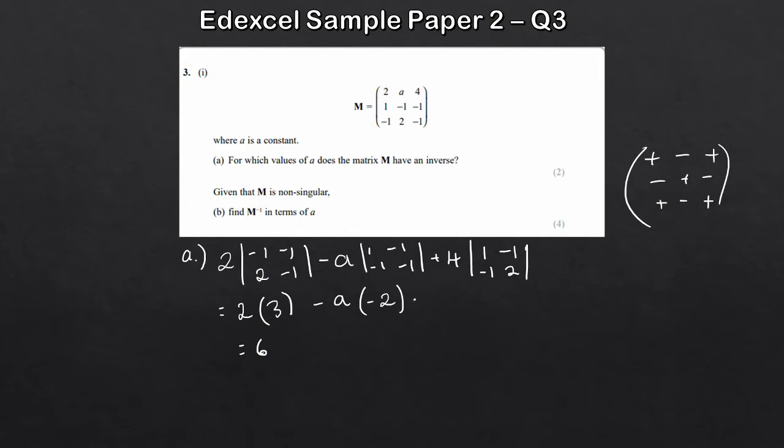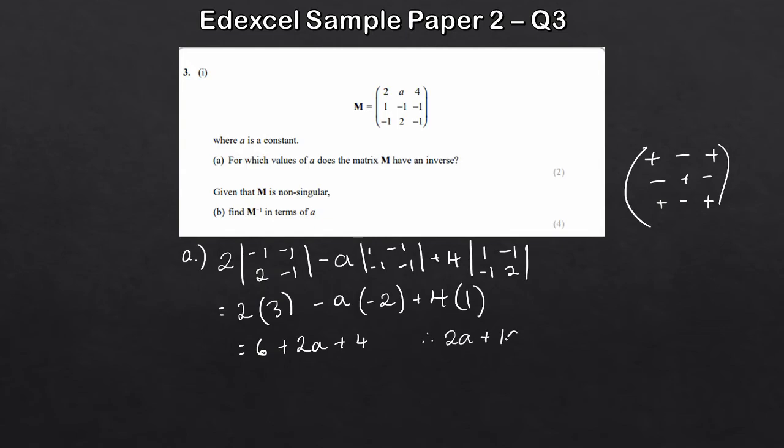And then finally we've got plus 4. 1 times 2 is 2, minus a 1, so that comes out as 1. 2 minus 1 is 1. So we just simplify everything here. Minus a times minus 2, plus 2a. And then finally 4 times 1 is plus 4. Okay, simplifying here now.